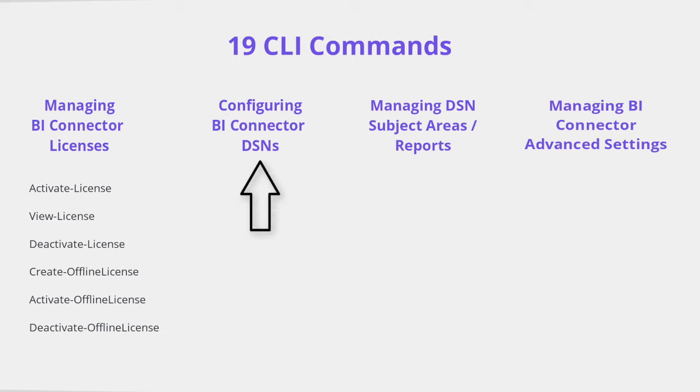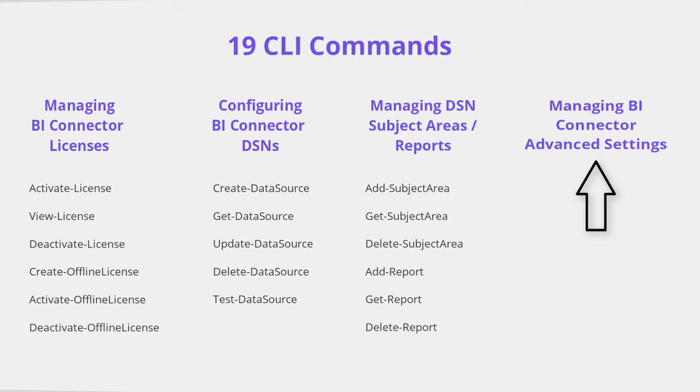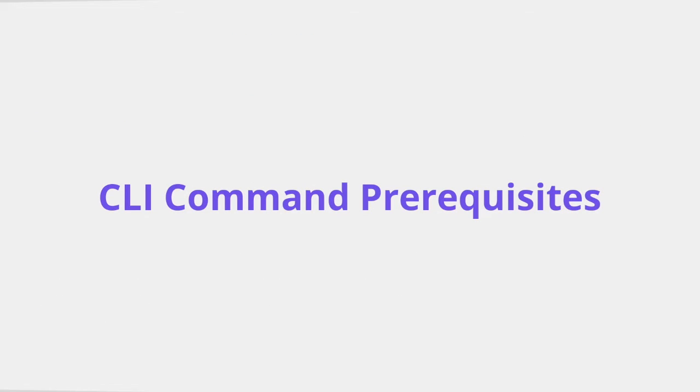The second category, configuring BI connector DSNs, includes 5 commands: Create-DataSource, Get-DataSource, Update-DataSource, Delete-DataSource, and Test-DataSource. The third category, managing the subject area or reports in DSNs, includes 6 commands: Add-SubjectArea, Get-SubjectArea, Delete-SubjectArea, Add-Report, Get-Report, and Delete-Report. And in the fourth category, managing BI connector advanced settings, there are 2 commands: Update-AdvancedSettings and Get-AdvancedSettings. Here are the prerequisites for using CLI commands.